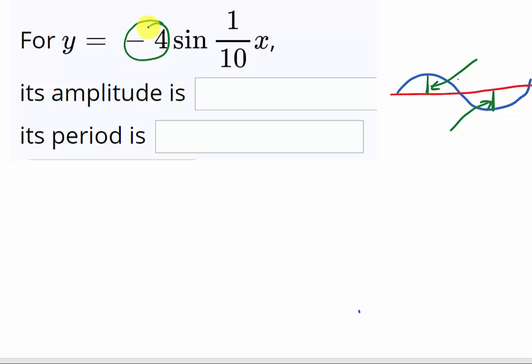So here we see we have a negative 4 out in front. The negative 4 would reflect the graph, but the amplitude would be 4. That is the largest distance that it would be from the baseline.